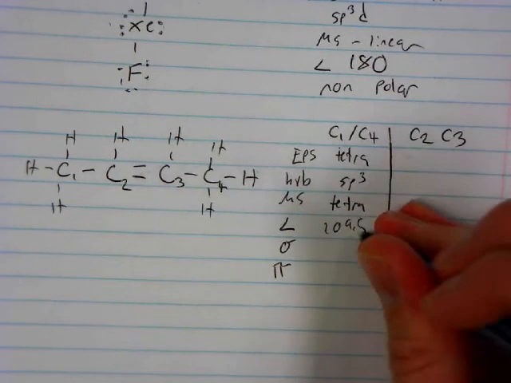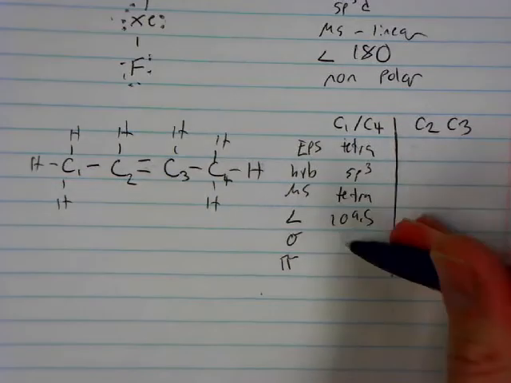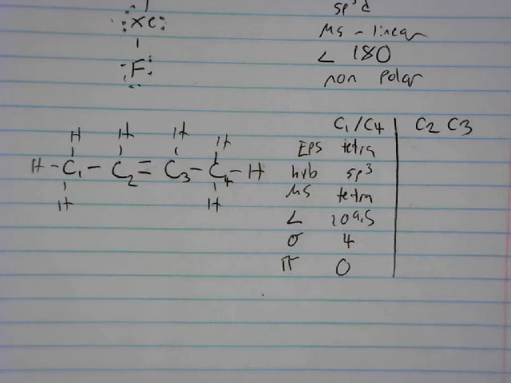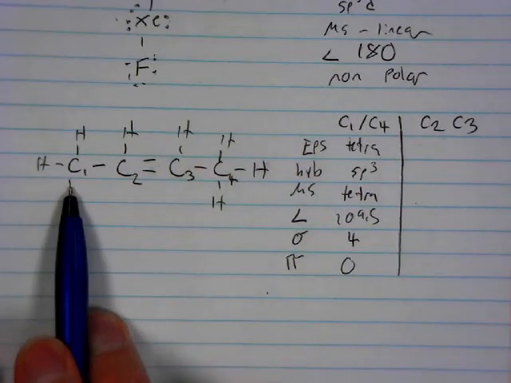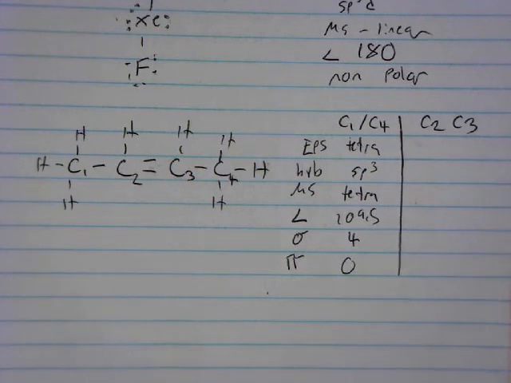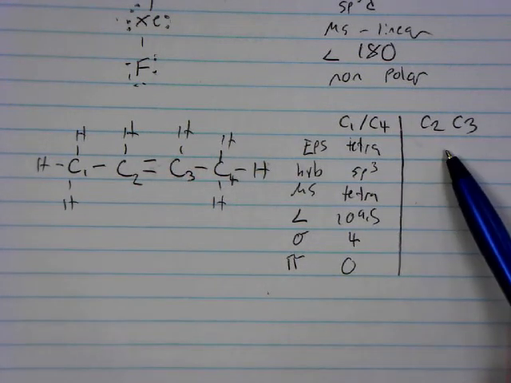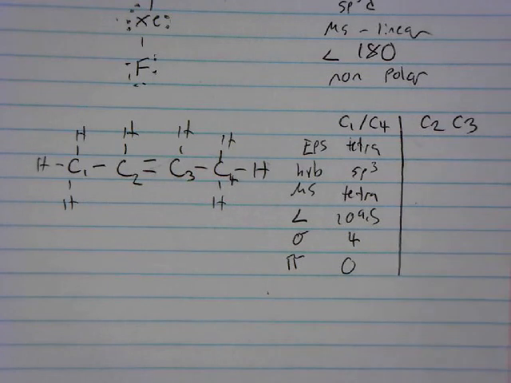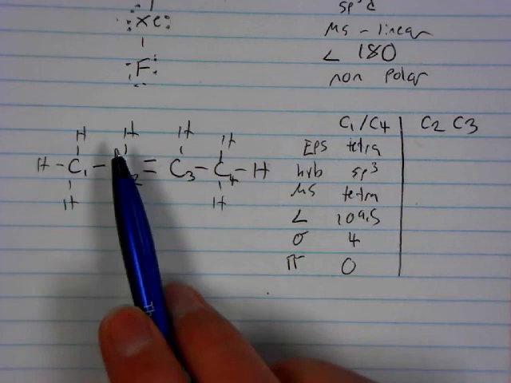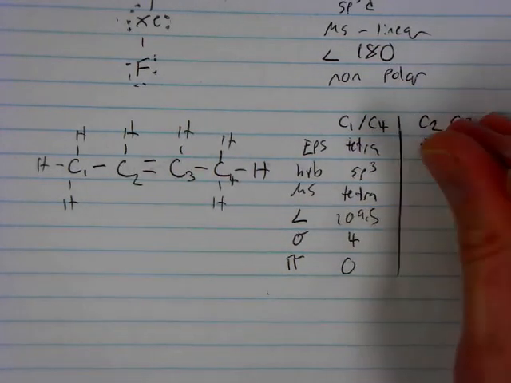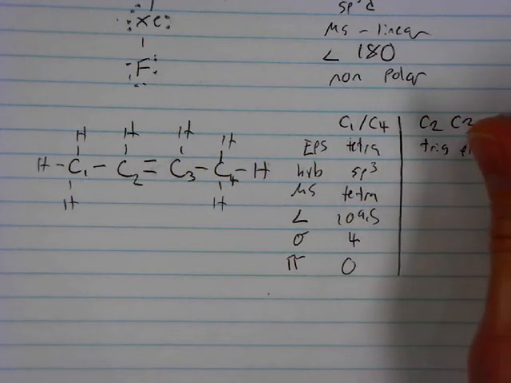EPS of carbon 1 is tetrahedral. Hybridization of carbon 1 is sp3. Molecular structure is also tetrahedral. Angle is 109.5. How many sigma bonds? 4. How many pi bonds? 0. 1, 2, 3, 4 bonds connected, right? What are pi bonds again? I'm going to show you.